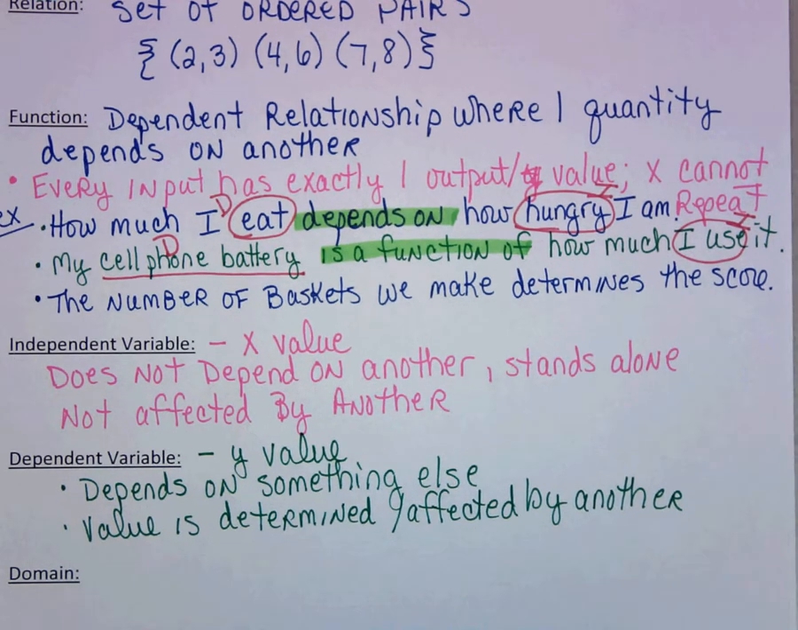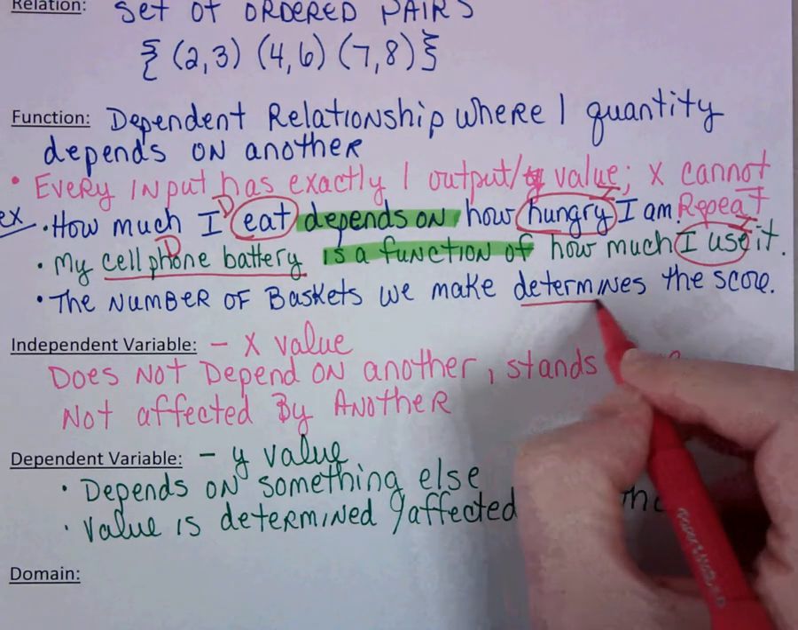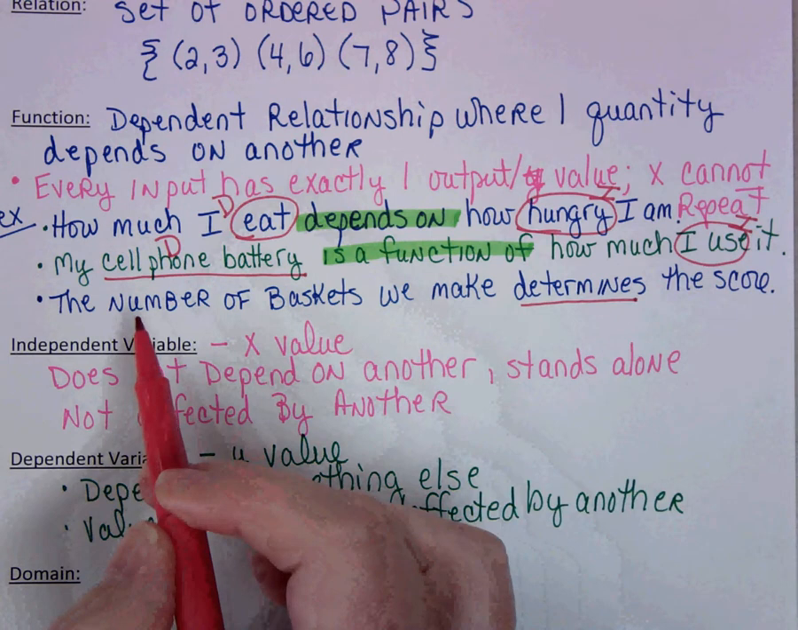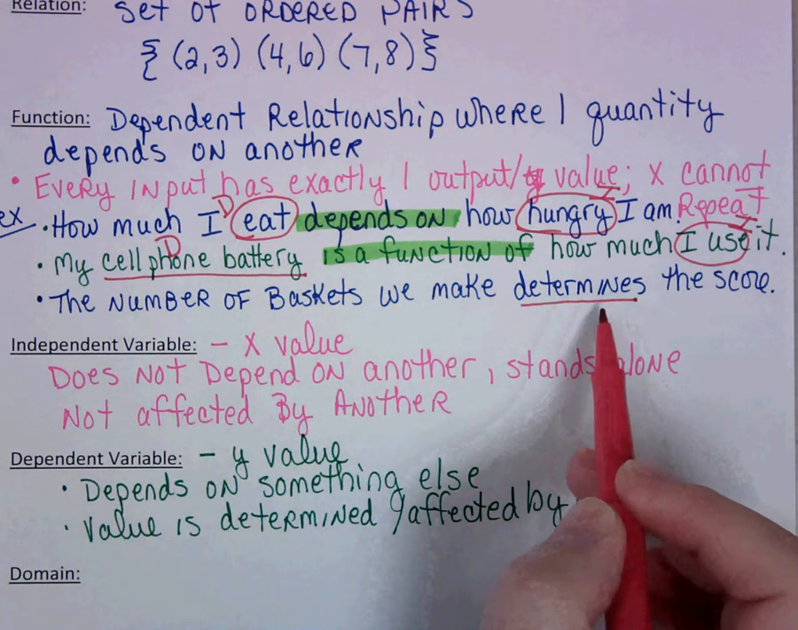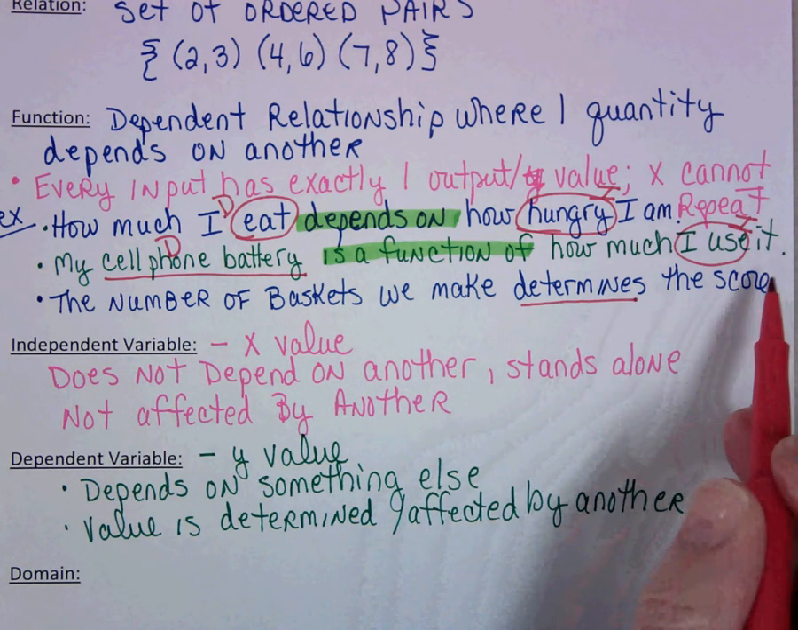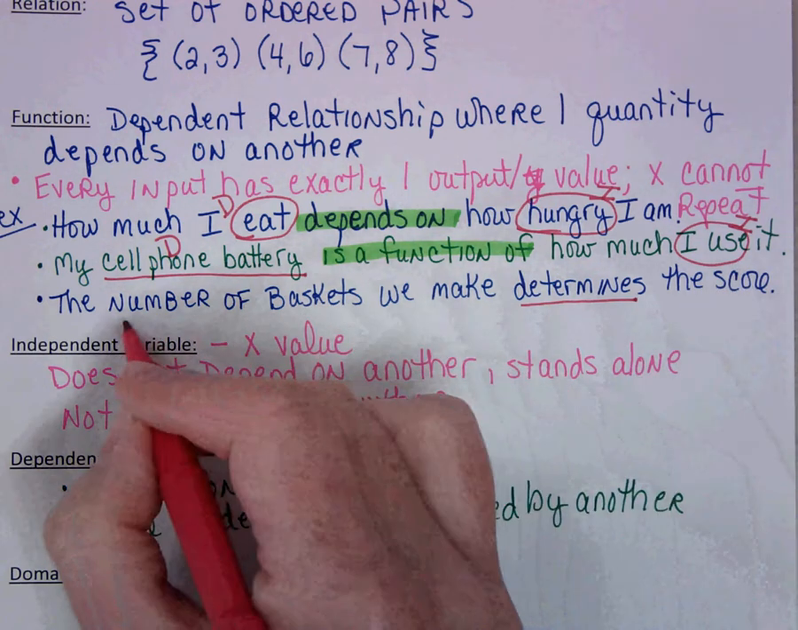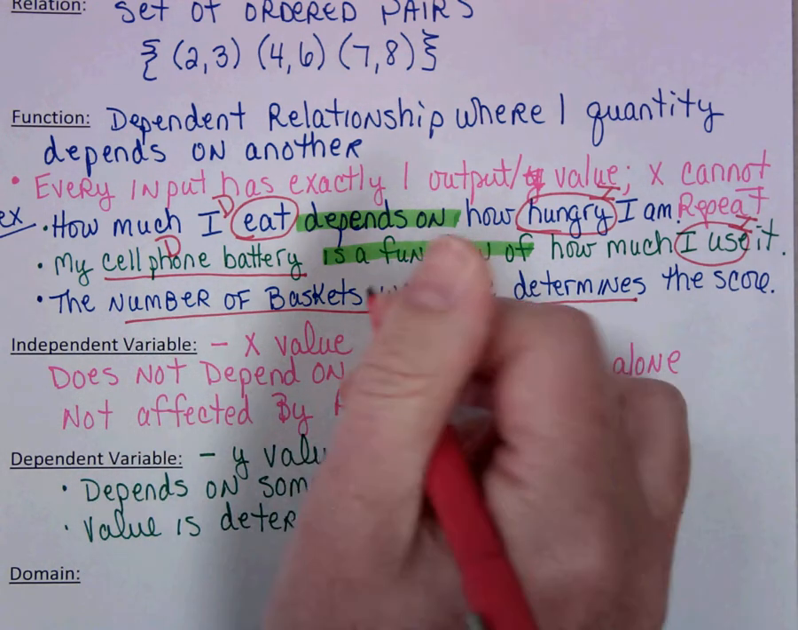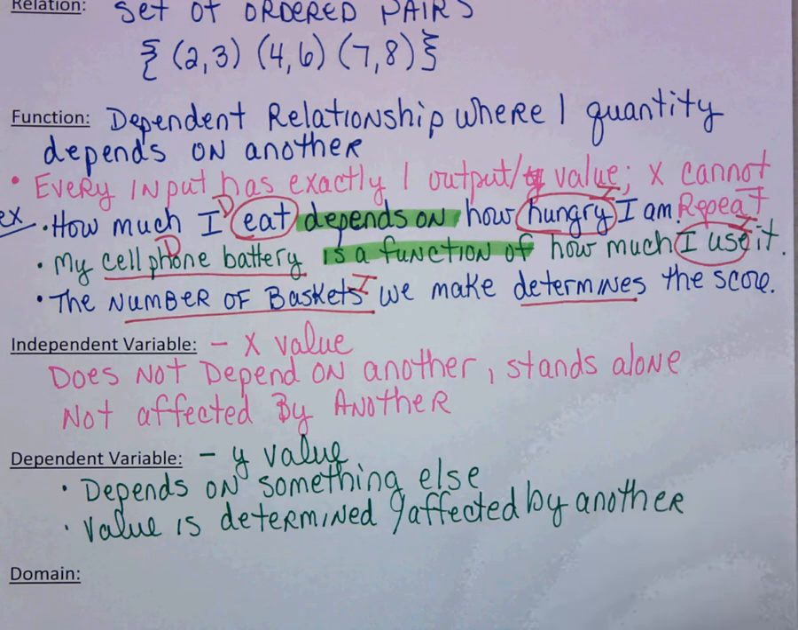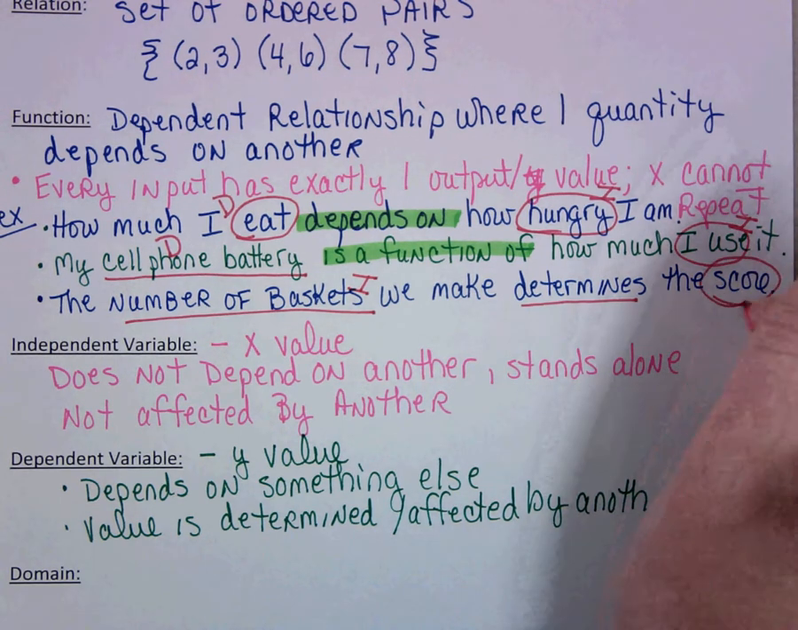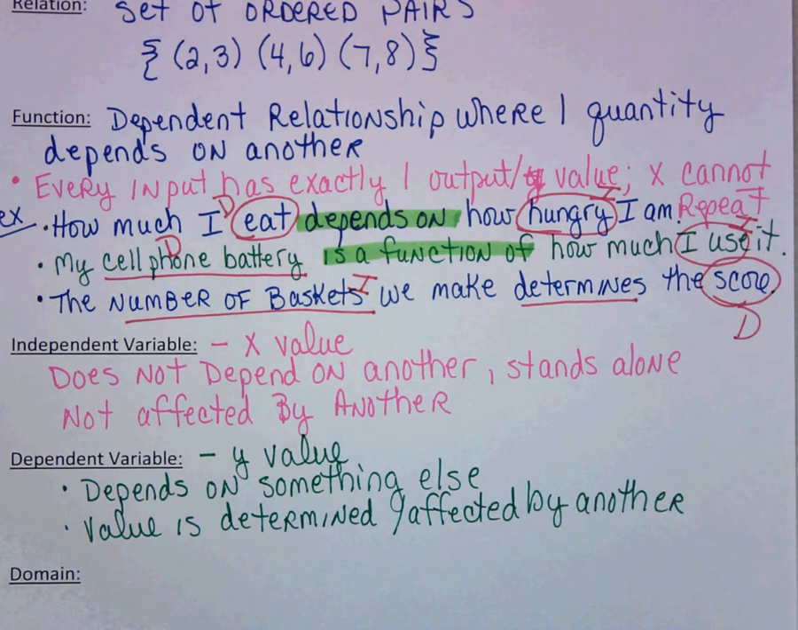The next one is a little bit different because we're using the word determines. The number of baskets we make determines the score. So the number of baskets we make is our independent, and the score is dependent on the number of baskets.